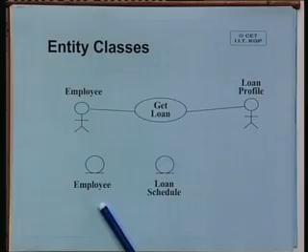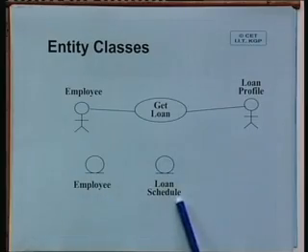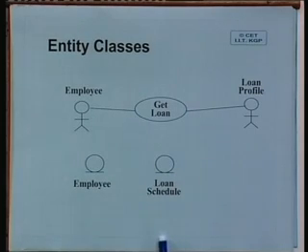So, we will just close it for today. This is the diagram which shows two entities in this particular case. We have the employee and we also have the loan schedule. We want to keep information about the employee and also the loan schedule. There may be more than this, but on a preliminary scan we find two entity classes in this diagram. So, we leave it here.